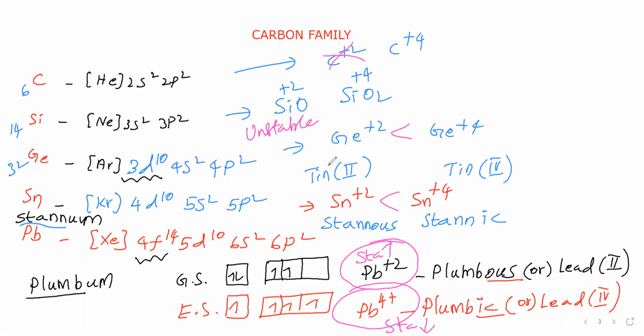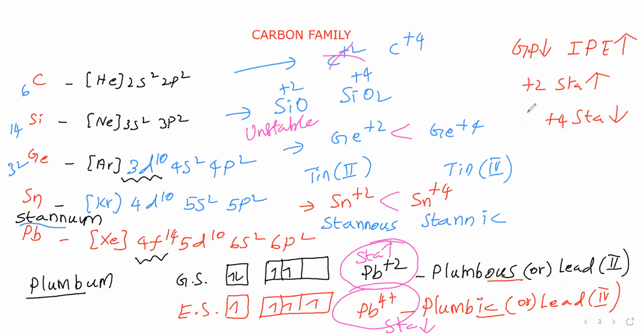Down the group, what happens to the inert pair effect? Here only, in lead, +2 stability is more, but in the rest +4 stability is more. Therefore, down the group, the inert pair effect tendency increases. Therefore, +2 stability increases, but +4 stability decreases. Like that we can say.